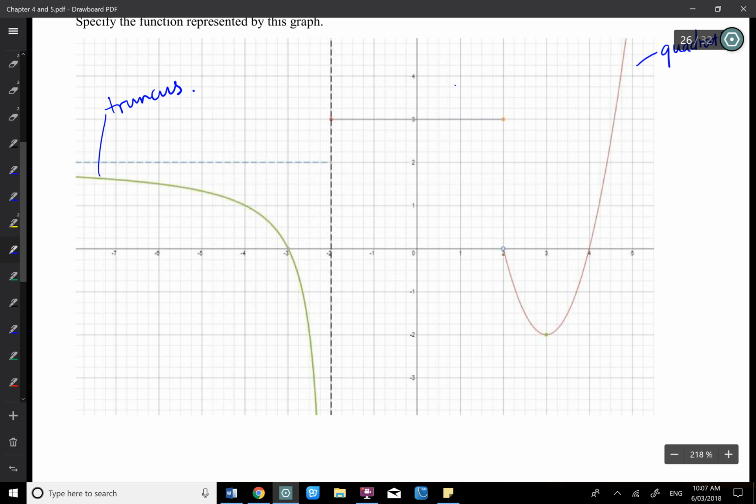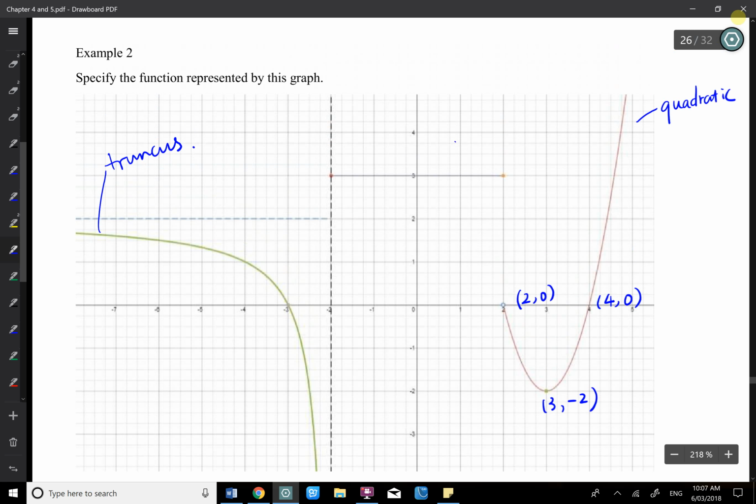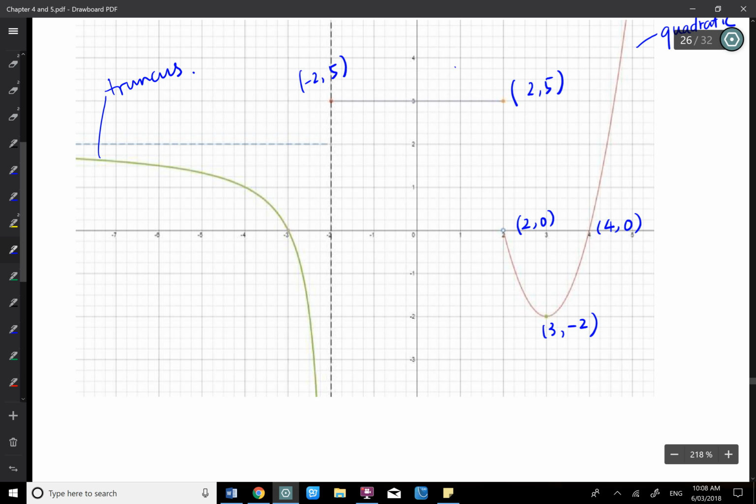If you can't read that, this is an open circle at (2, 0), and here is a point (4, 0), and here is a point (3, -2), which is the turning point. And then this is a closed circle at (2, 5). This is (-2, 5), with a closed circle on both ends. And then this is a truncus graph. This equation is x = -2, and this horizontal one is y = 2. That's the information. And also there's a point (-3, 0) as well.